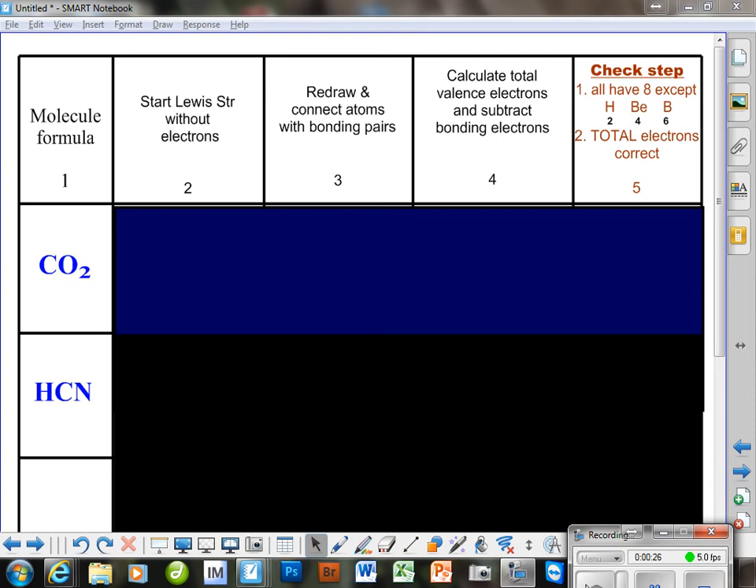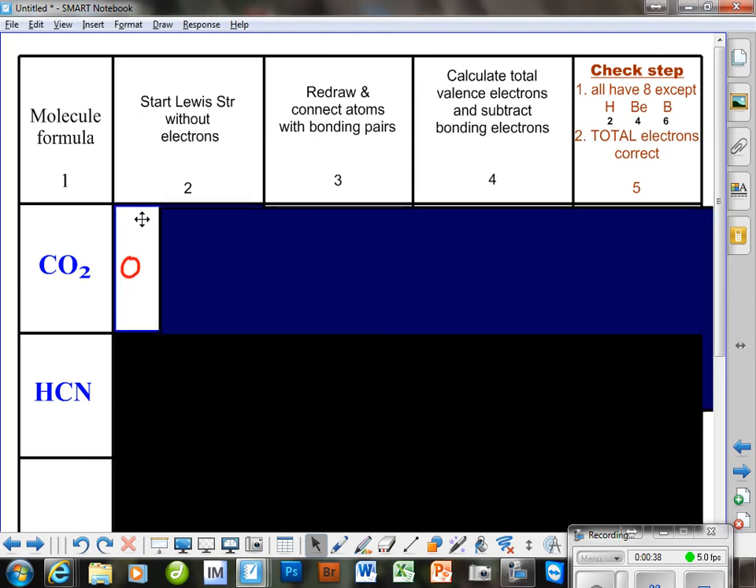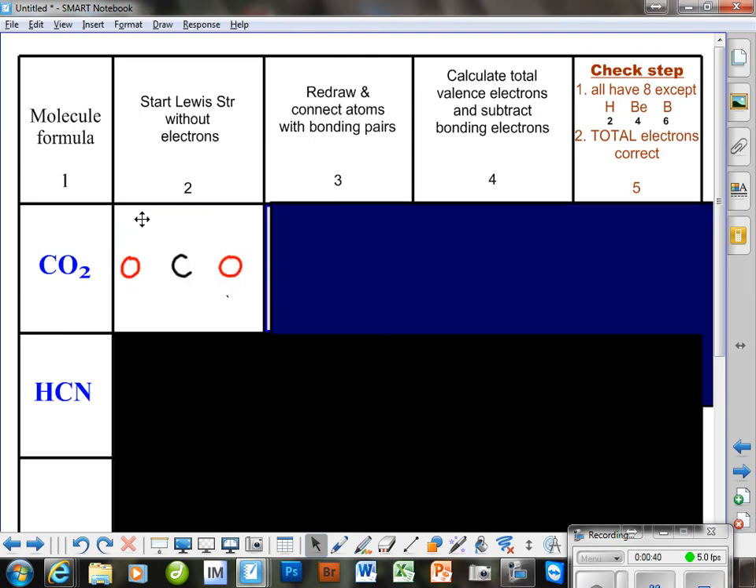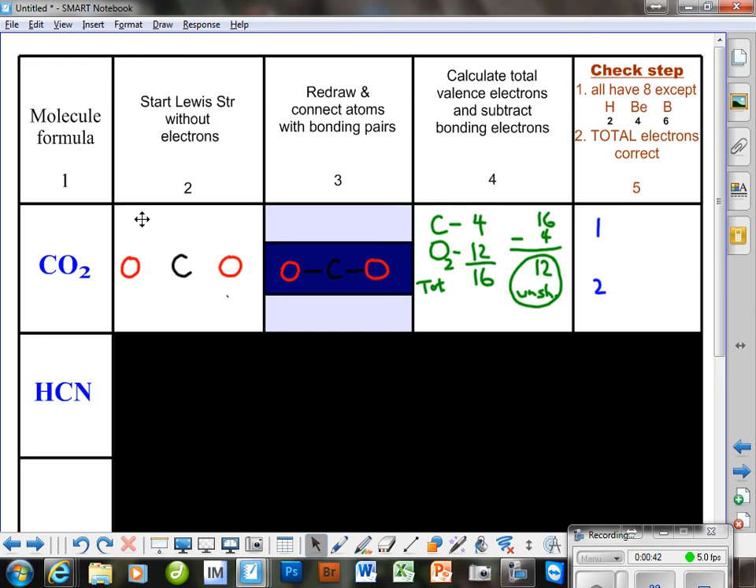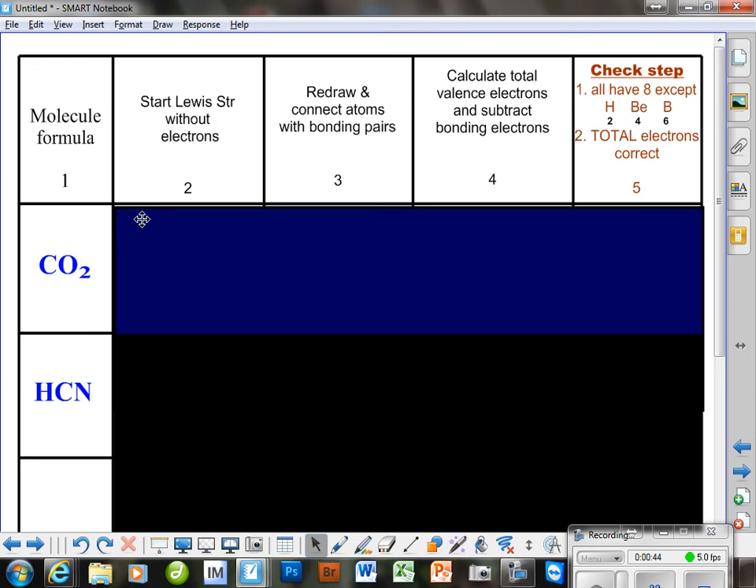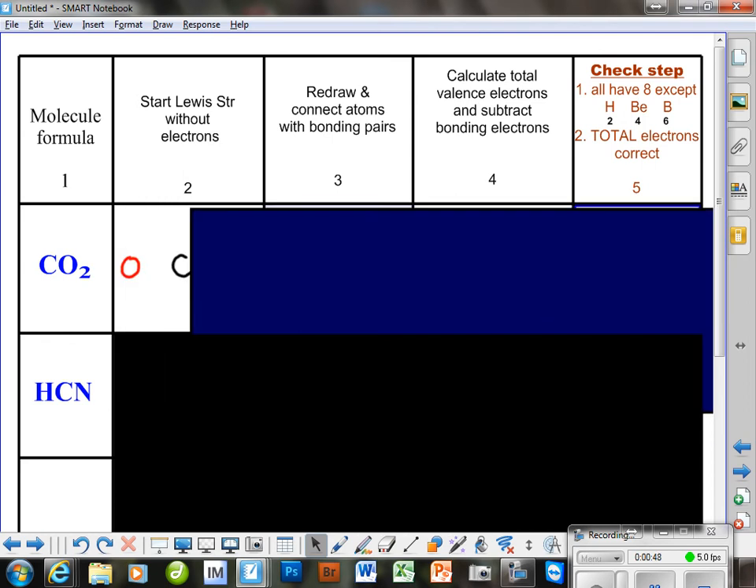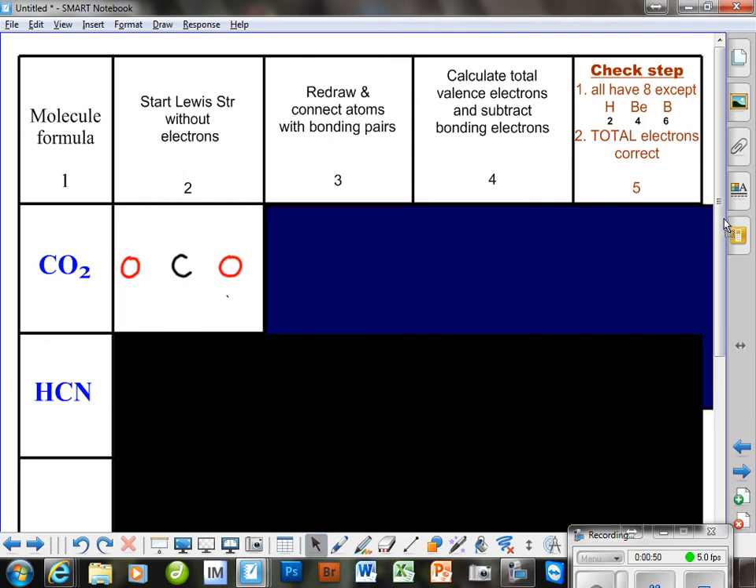So here we have 2 molecules, both of which are going to run out of electrons, as you will see. So let's go ahead and look and see our first step. We're going to start the Lewis structure without the electrons, and that's going to leave us right here. Let's just do it over here. There, that's going to work.